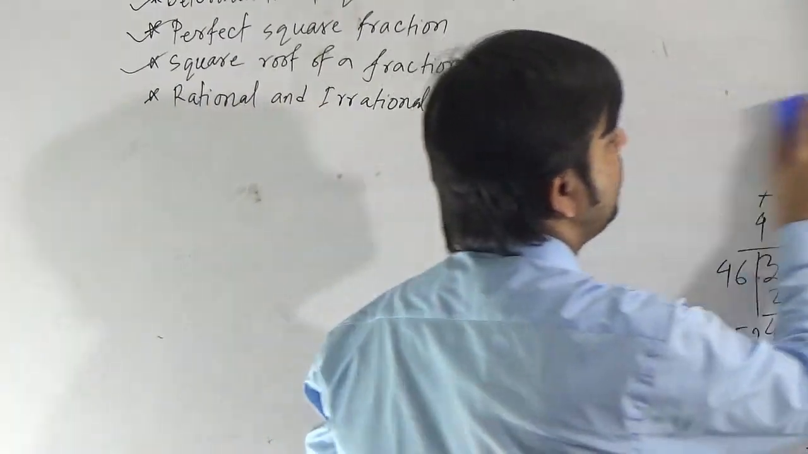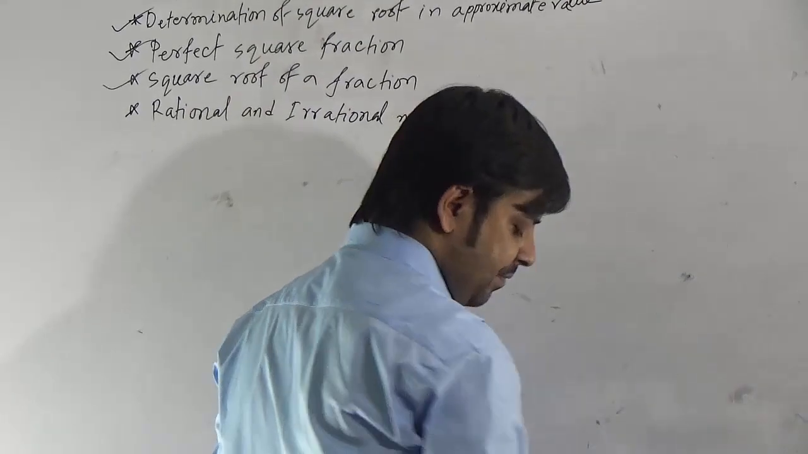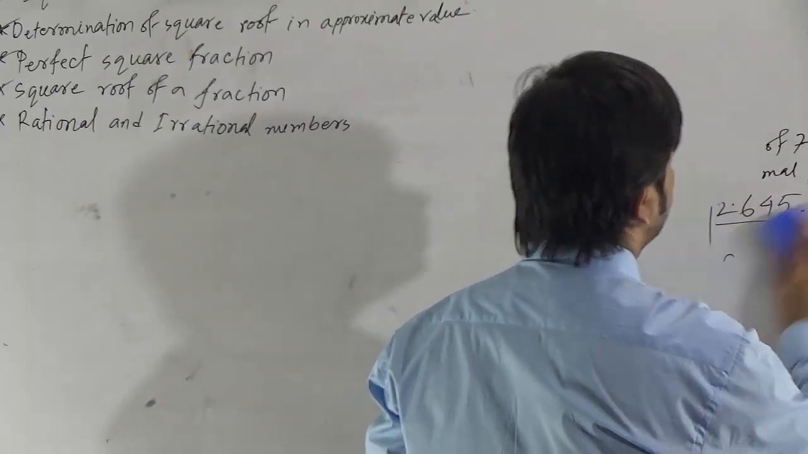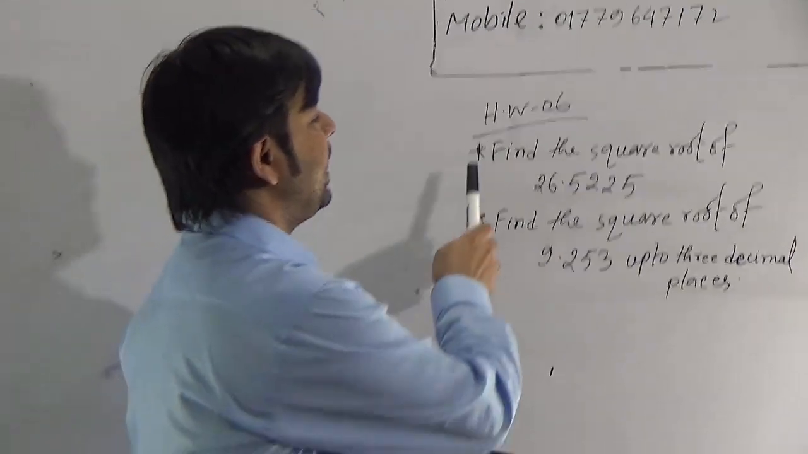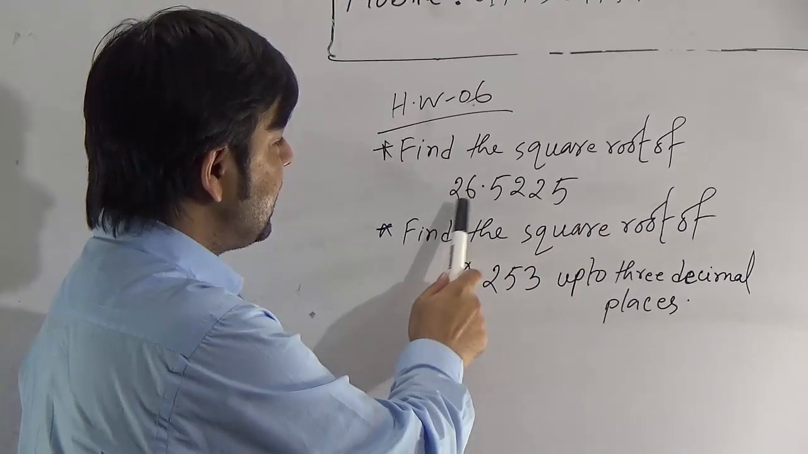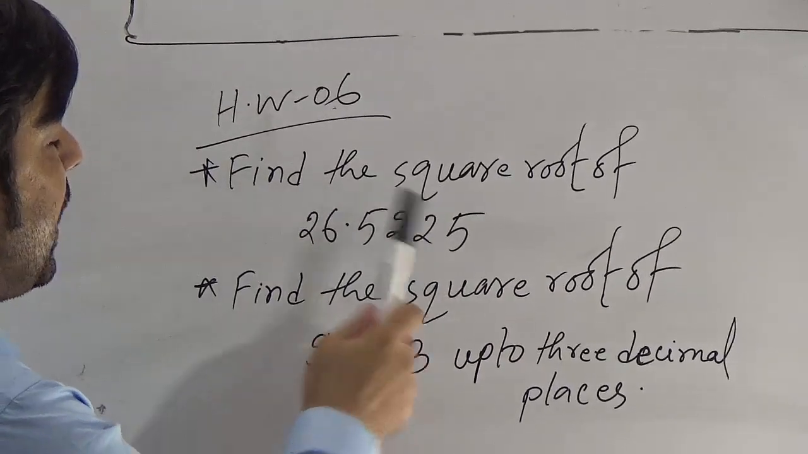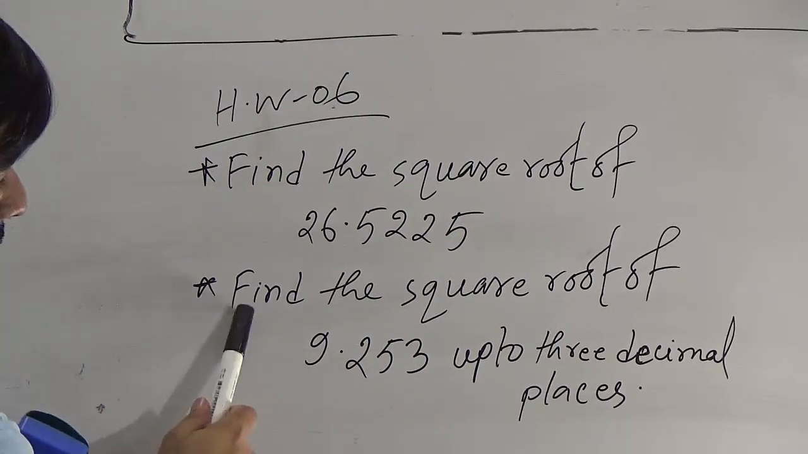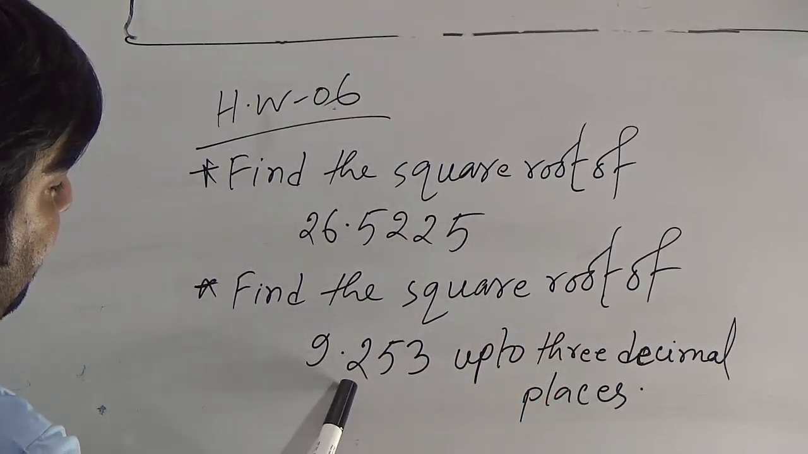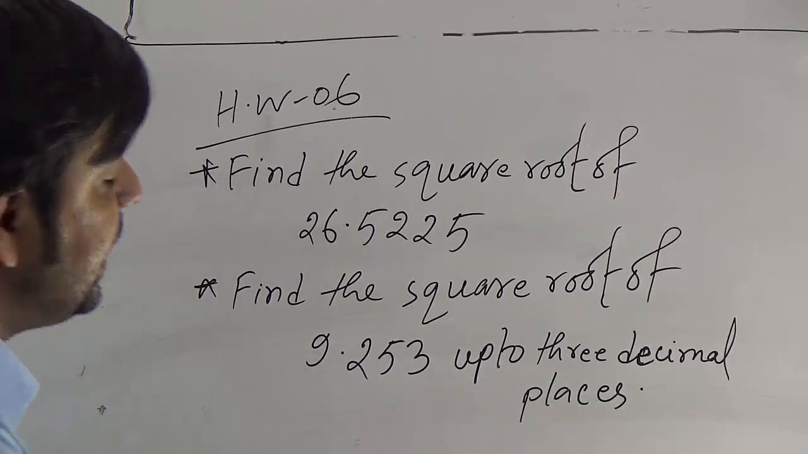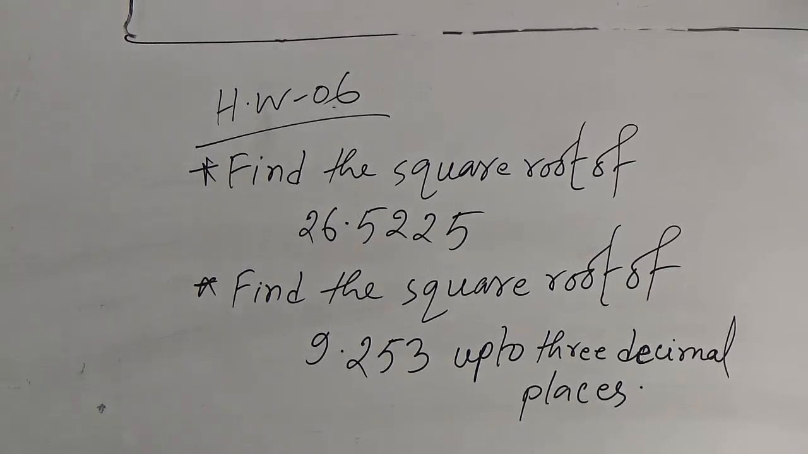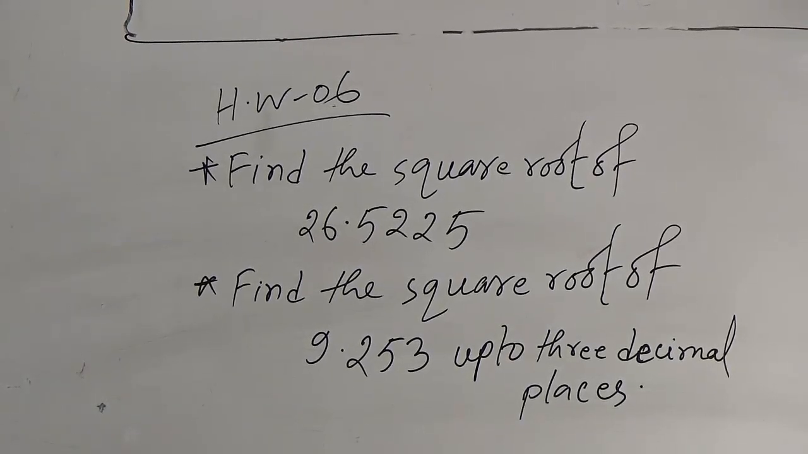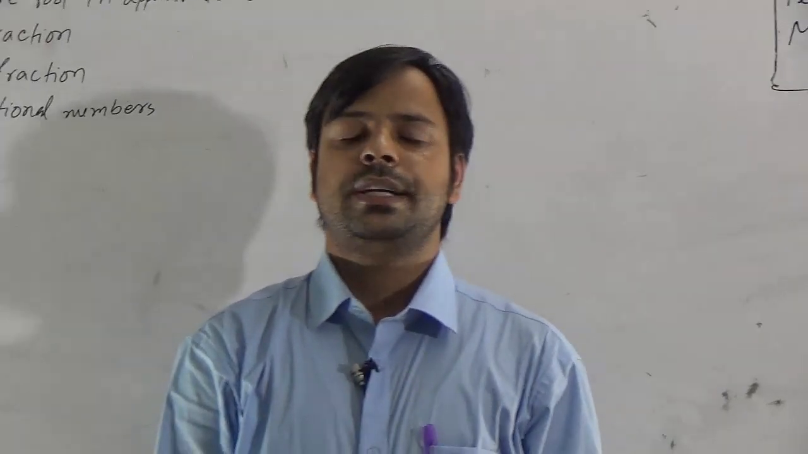Keep practicing at home. And I have given you 2 questions for your homework. See your homework. Question 1. Find the square root of 26.5225. And next question, find the square root of 9.253 up to 3 decimal places. I have given these questions based on your today's lecture. Do this homework in your assigned homework copy and submit your homework next Sunday.